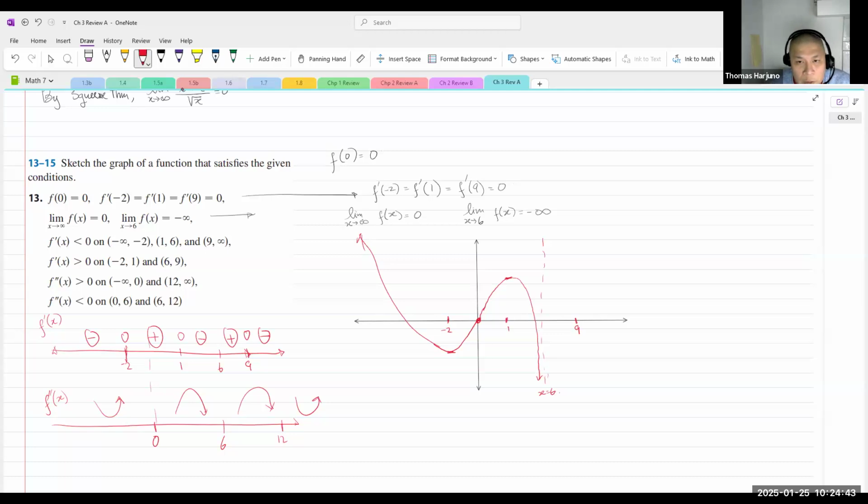But we have asymptotes here. So let's say it looks like this. Concave down, the slope is positive, and the critical number here, and the slope is negative here. But at 12, it changed concavity to positive. So maybe like this at 12. Okay, so we have an inflection point there, right? We have inflection points at 12.